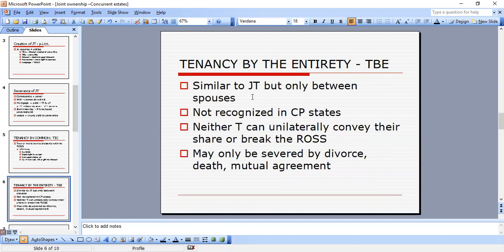Tenancy by the entirety is similar to a JT, but only between the spouses. So they do have right of survivorship, but it's only between married spouses, a husband and wife, okay? Not recognized in community property states, of course, because we use community property law for that. Neither tenant can unilaterally convey their share or break the right of survivorship. They can't do it. Got to be agreed upon. May only be severed by divorce, death, or mutual agreement. Cannot sever it on your own. It needs to be severed by both agreeing, divorce or death, okay?